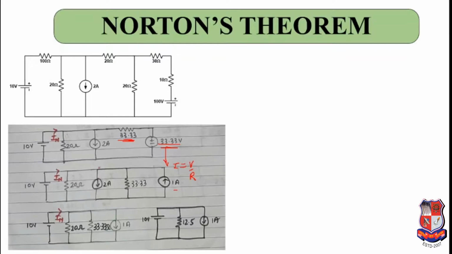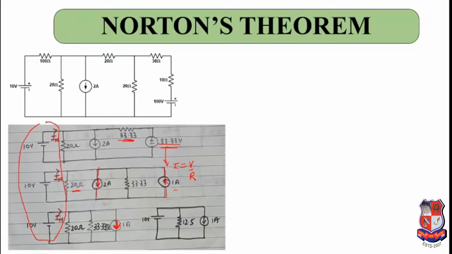Now you can see current is flowing downwards over here and over here current is flowing upwards. So it means minus 2 ampere and plus 1 ampere, so it will be minus 1 ampere. Or if you take downward direction as positive and upward direction as negative, then it will be 1 ampere downwards. So 1 ampere downwards is in parallel with 33.33, and that will be in parallel with 20 ohms, and over here I have kept this much part unchanged.